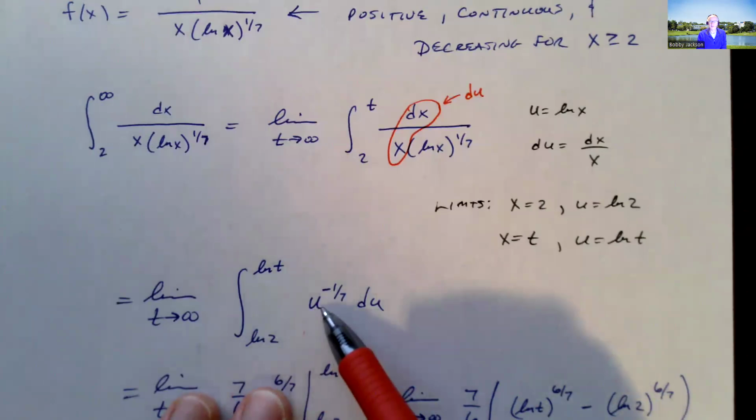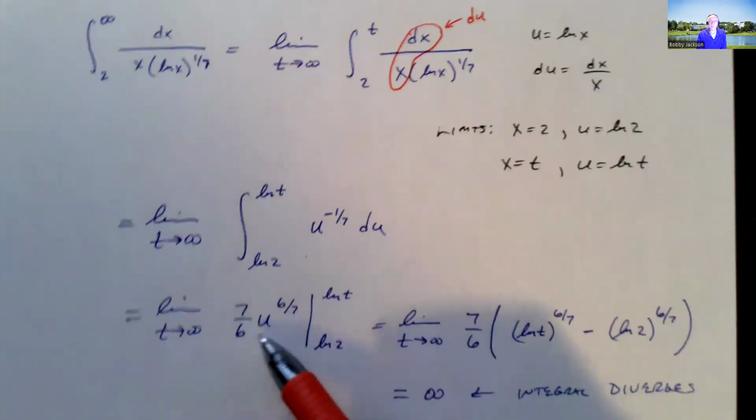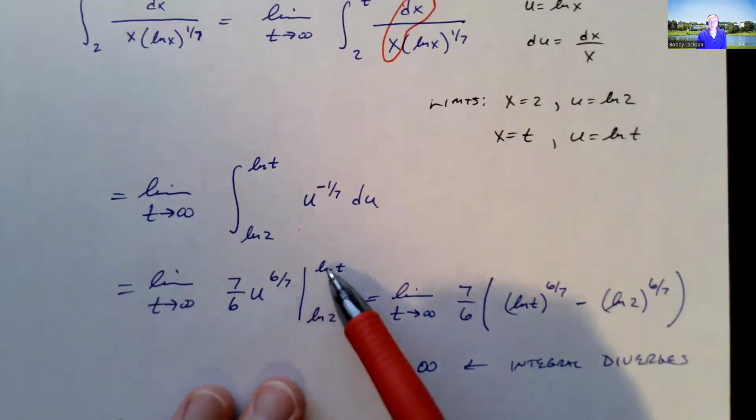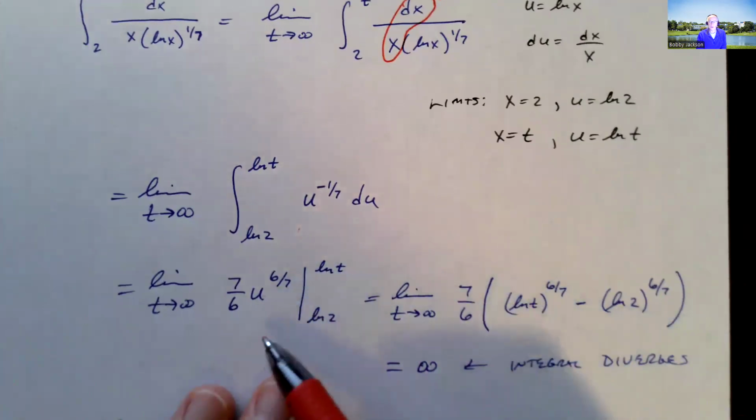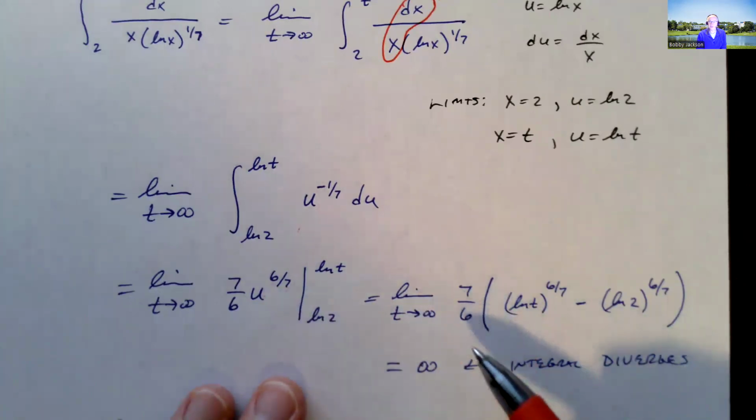So we said u to the negative 1/7. Remember, add 1 to negative 1/7 gives me 6/7. Divided by 6/7 is the same as multiplying by 7/6. Now I'll plug in the natural log of t and the natural log of 2 here. Just factor out the 7/6.